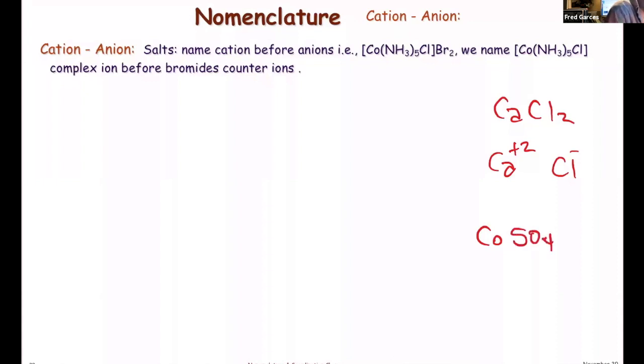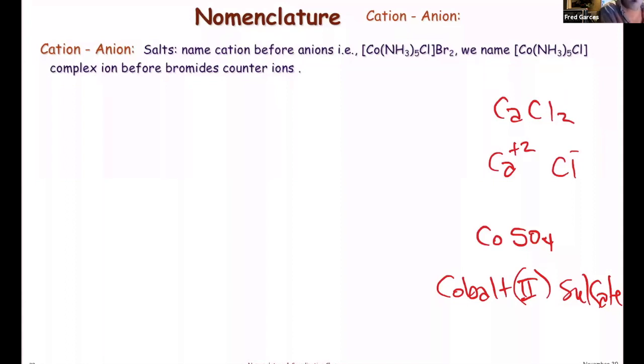Sorry, cobalt sulfate. Okay. How would you name that? Well, you would name this salt cobalt 2 sulfate. Again, you are naming the cation first, followed by the anion. Now, you might ask yourself, why did I put a +2 there? Because whereas calcium has a fixed oxidation state, you always know it's +2. It can never waver. Just like sodium is always +1.